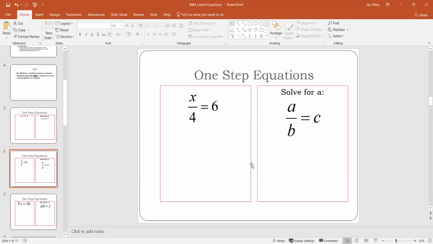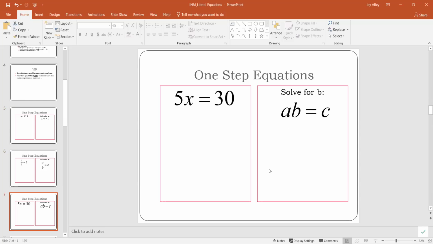We did the same thing on the next one-step equation where division was involved. These fractions are division problems, so our opposite operation that we're going to use on those is going to be multiplication. Another variety is multiplication. 5x equals 30. Okay, we'll divide both sides by the coefficient of x. Our coefficient is 5, so 30 divided by 5 is 6, x equals 6.